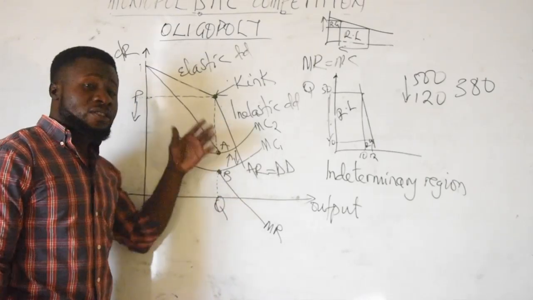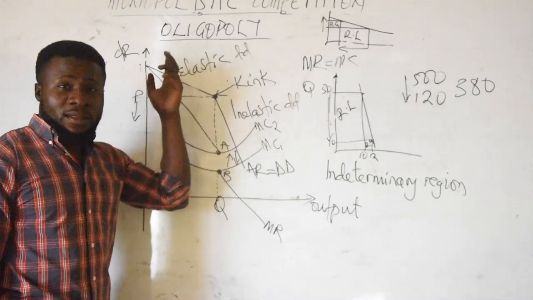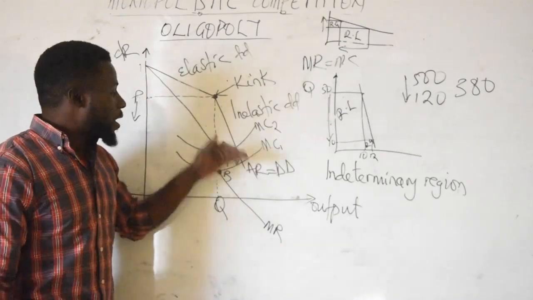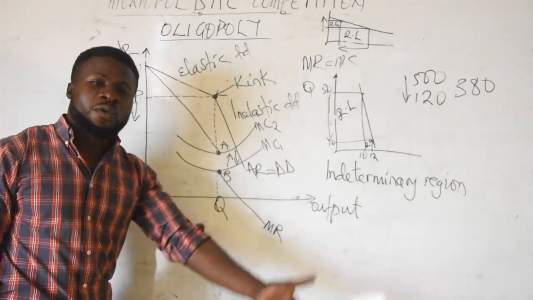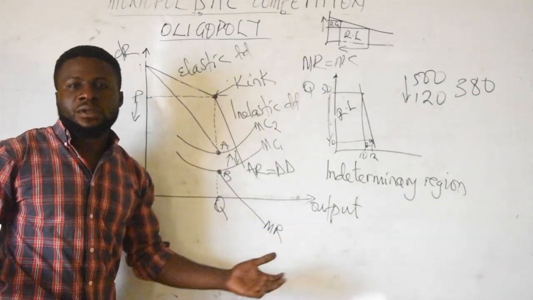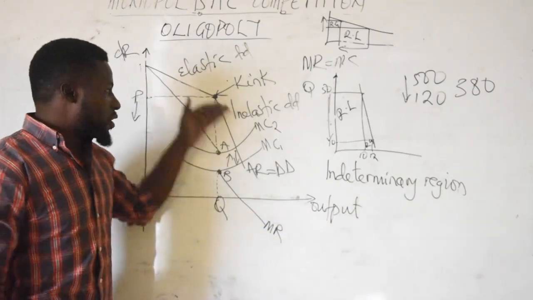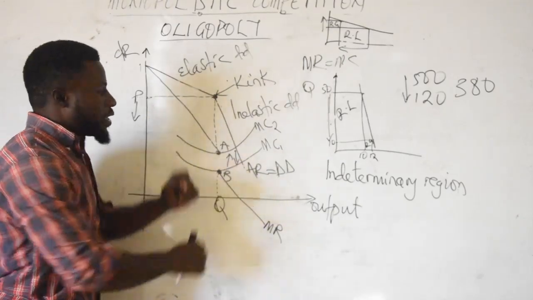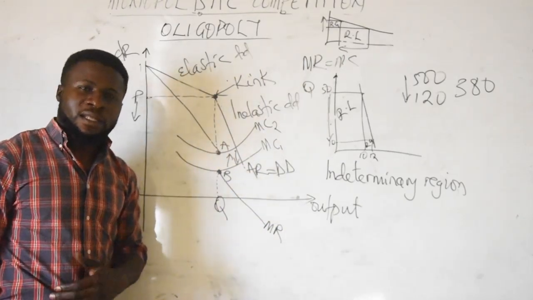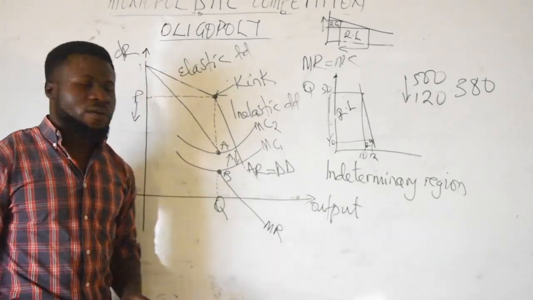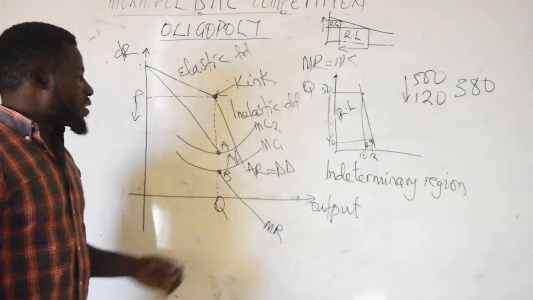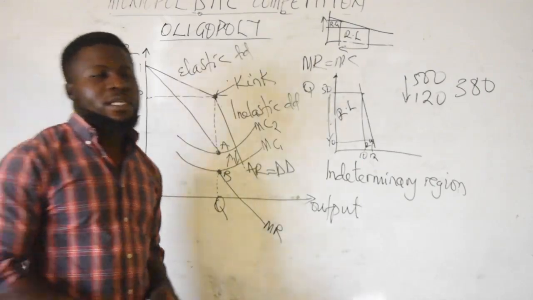Because if you increase your price, the consequences that I just explained will apply. If you reduce your price, hoping to get more sales, other firms will follow suit. And when they follow suit, you will all lose. You reduce your price, you will also be faced with an inelastic demand curve. And then you will gain little and lose more in terms of revenue. So that is what oligopoly is all about.